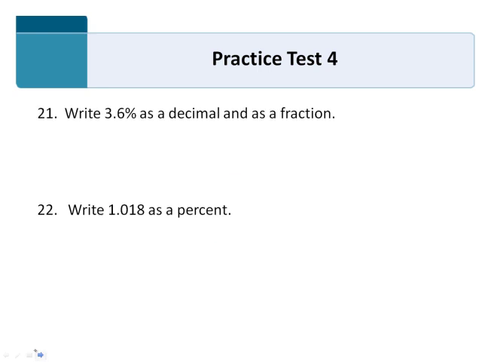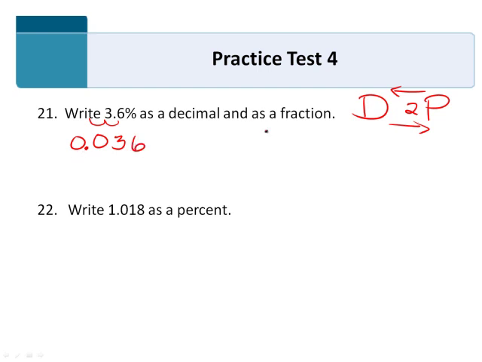Number 21, write 3.6% as a decimal and as a fraction. Okay, so we've got a percent. Remember your shortcut, just a little hint to keep you straight on decimals and percents. We have a percent, we're going to a decimal. So I start on the P side with the percent. I have to go to the left 2 places to make that a decimal. So I'm going to have to add on a 0 there. 0.036 would be the decimal.